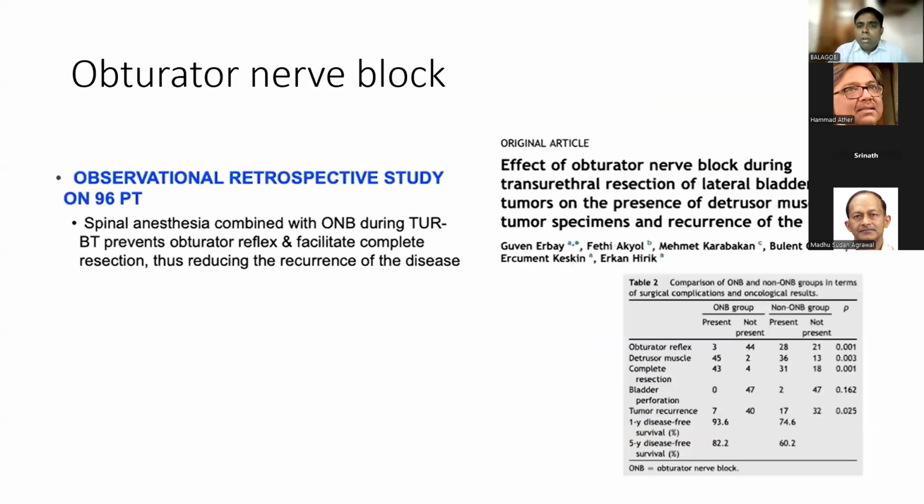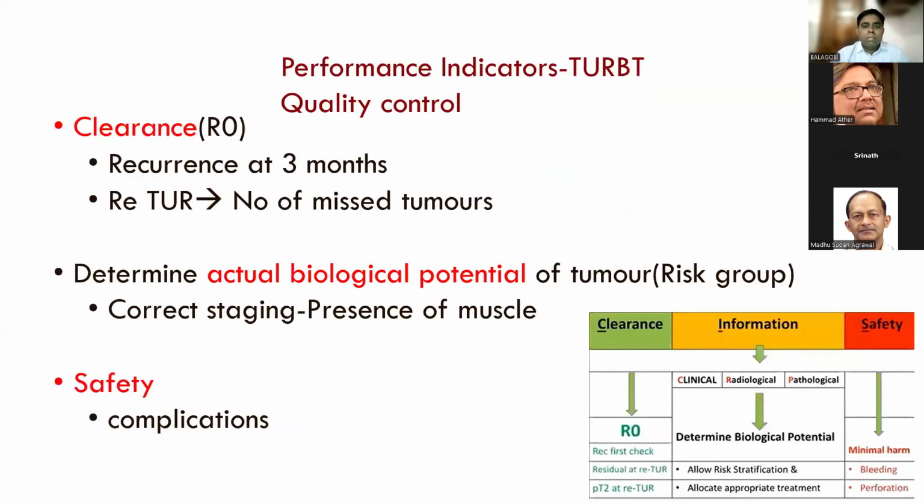So there's a research paper that says the obturator nerve block improves the outcome of the TURBT, with more presence of detrusor in the specimen and reduced recurrence. And in some centers, the urologist can do the ultrasound guided block, or you can get assistance from your anesthetist. So assessing the quality of TURBT of a center is very important.